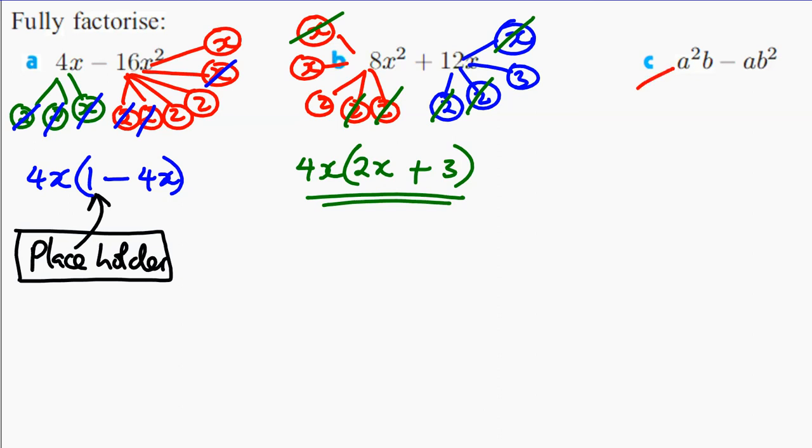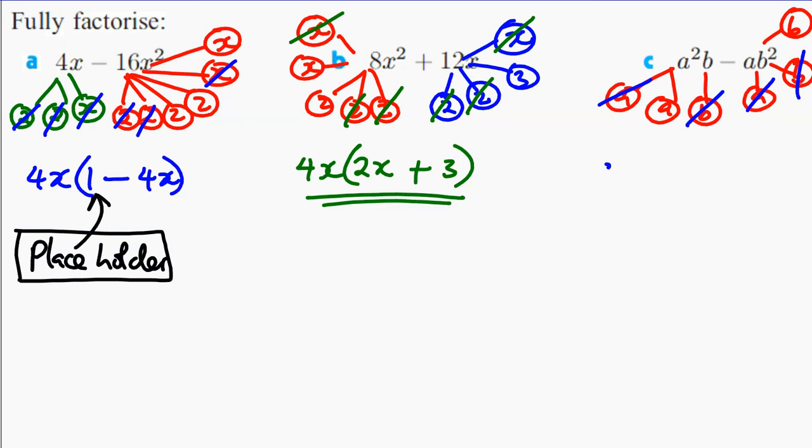Here you have A, and B. Here you have A, B, and B. So the common factors are A, B, and B. So I'll have AB into bracket A minus B. And that's it.